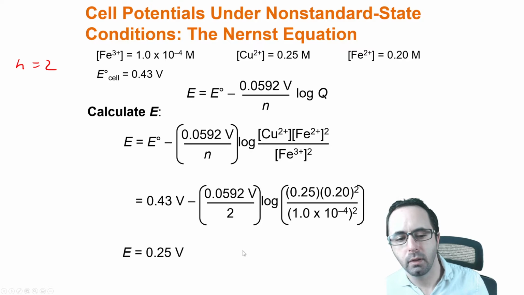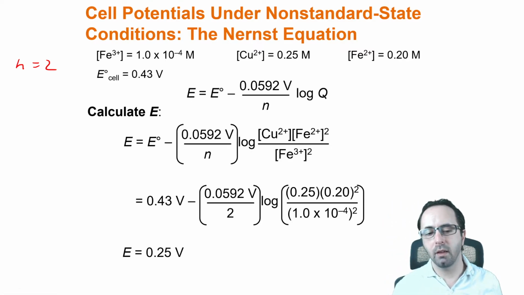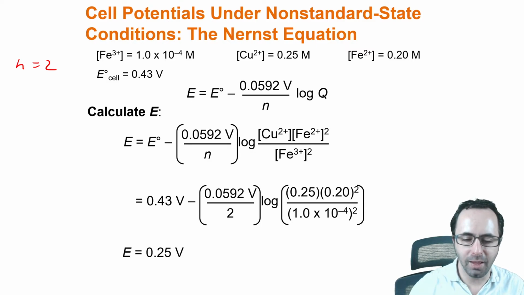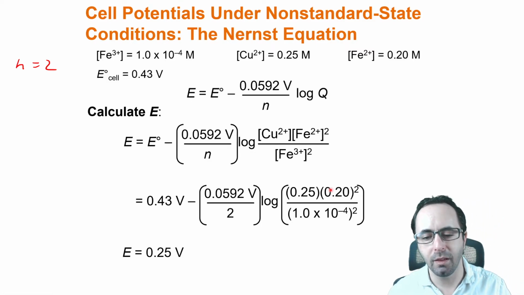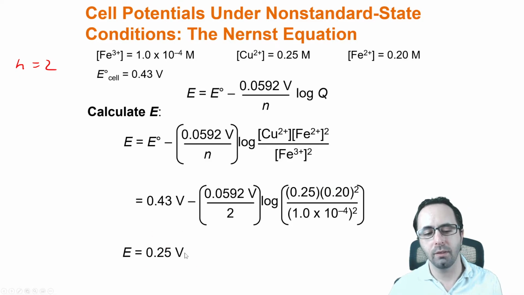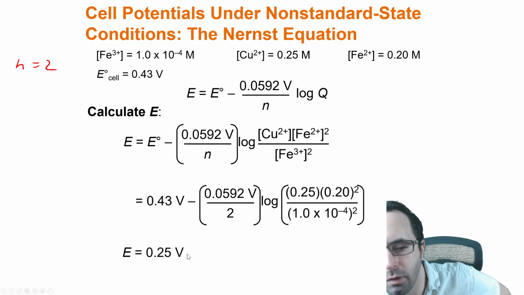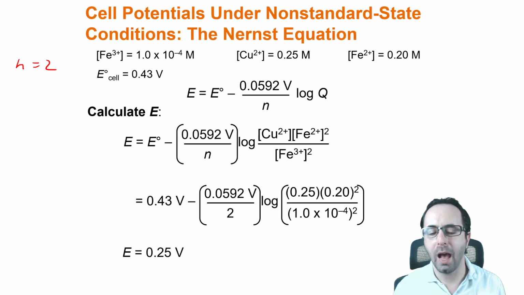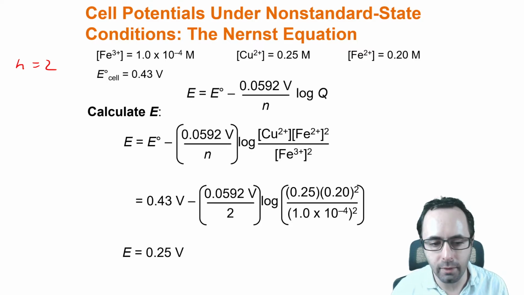0.25 volts. And so again, the standard cell potential is for 1 molar concentrations of everything, or 1 atmosphere pressure of gases. Realistically, that's not probably going to be the case. The concentrations will be different. So at these different concentrations, the E for the cell was 0.25 volts. And so that's how we use the Nernst equation to determine the actual E of a cell, the voltage of a cell at non-standard conditions.